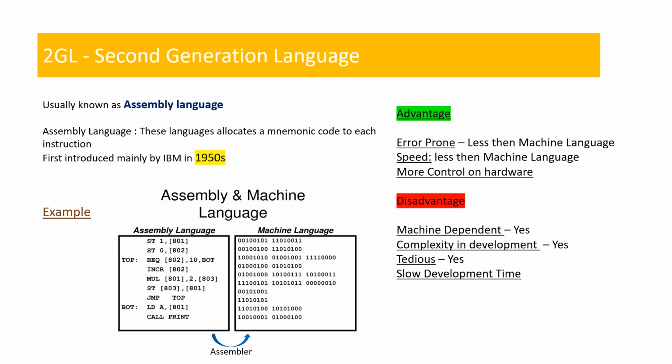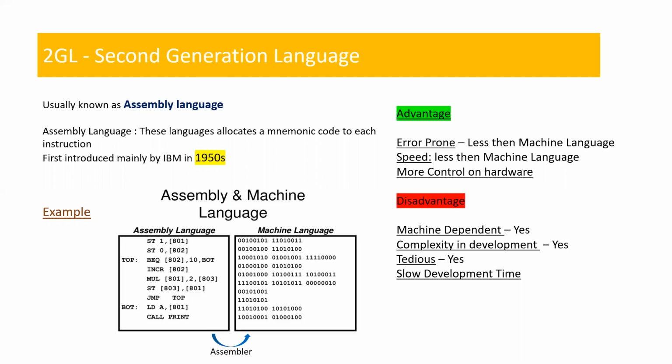It was a bit slower than machine language, but less error prone, because now we need not write things in binary, and we got a nicer assembly language to write in. But the problems were that it was machine dependent, the complexity was still too much in development, and it involved a lot of tedious work, which causes slow development time. These were some of the disadvantages of the second generation languages.